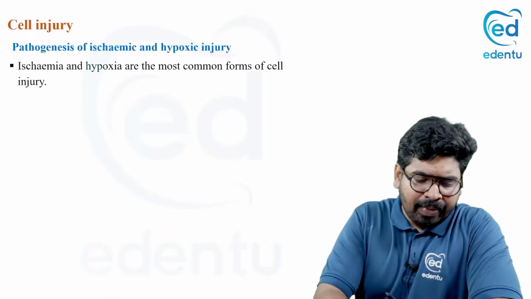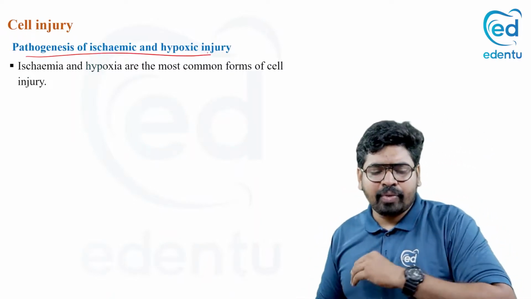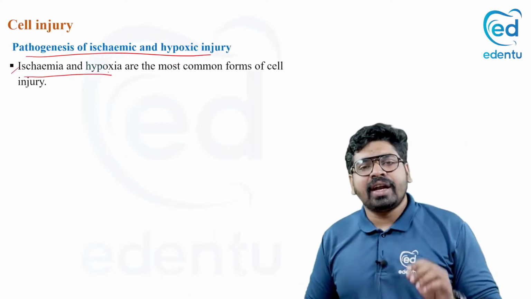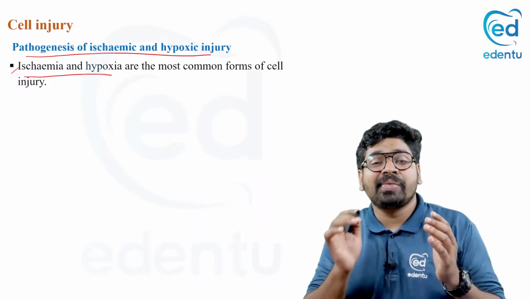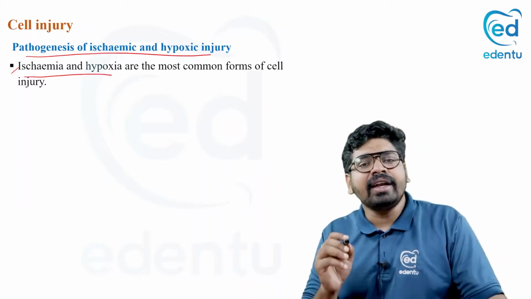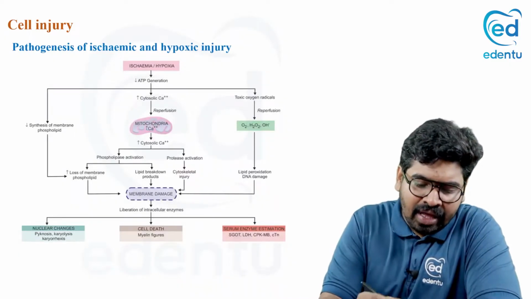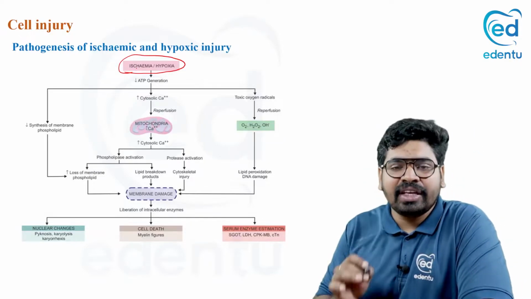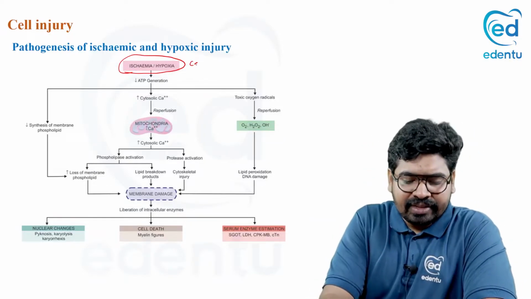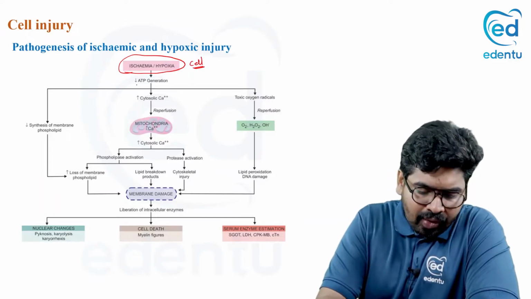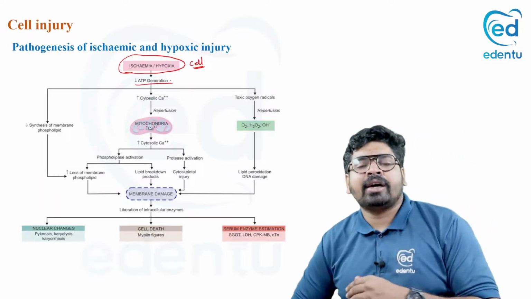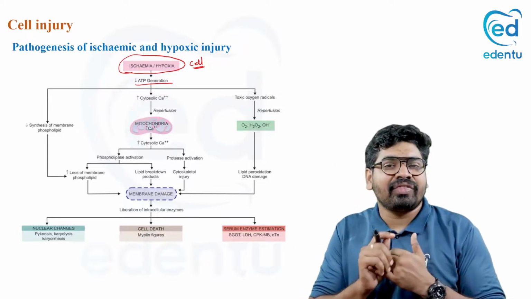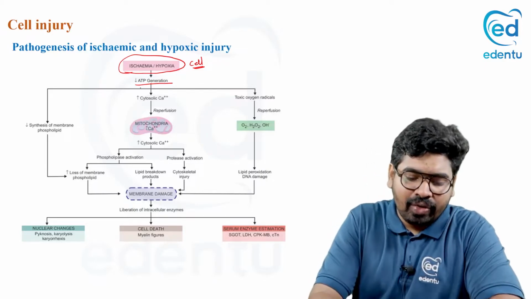Now coming to the pathogenesis of ischemic and hypoxic cell injury. What happens when there is ischemia and hypoxia? We are taking the first type of stress, the most common type of stress, that is ischemia and hypoxia. Can you see this flow chart? Inside the cell there is ischemia and hypoxia. I have told you, when there is ischemia and hypoxia, there is reduced ATP generation because it first affects your mitochondria. Now we don't have any ATP.